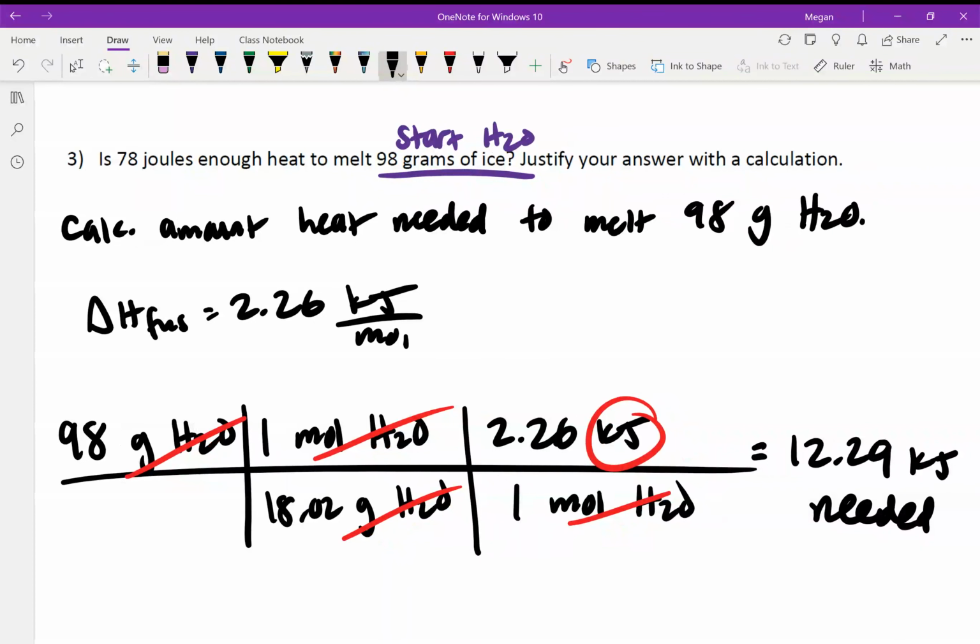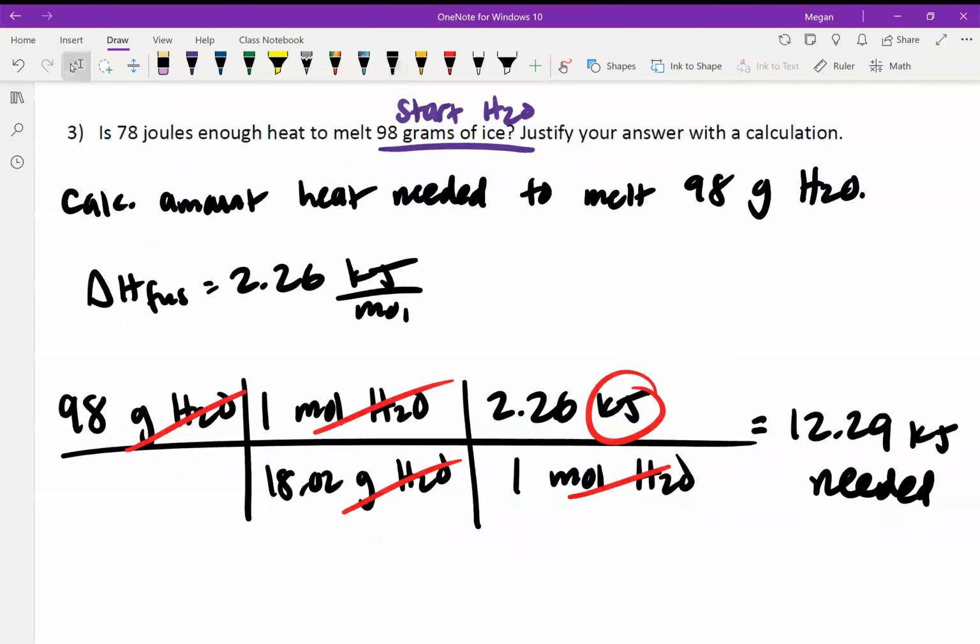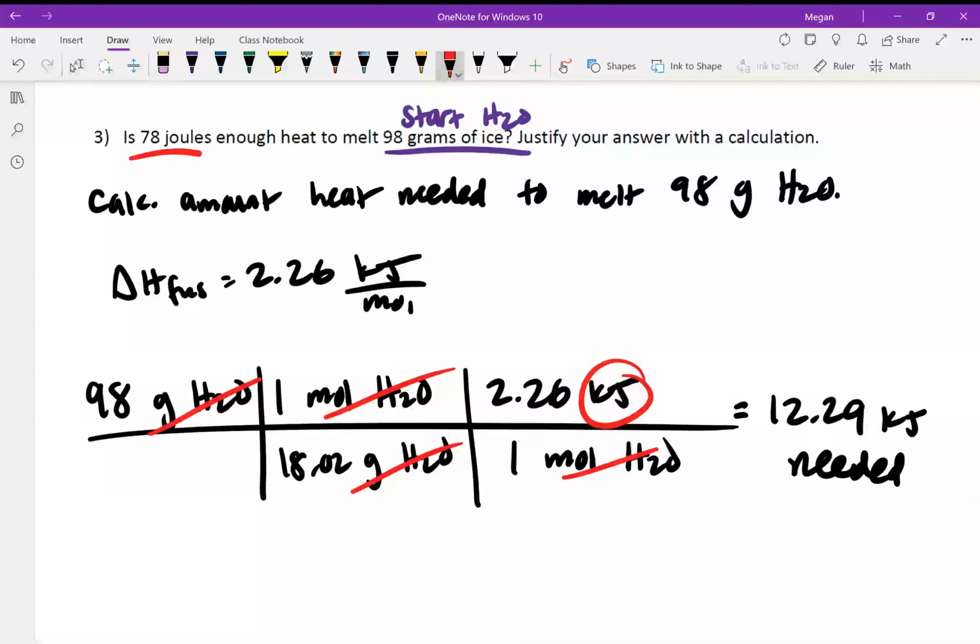And so remember what the original question is. Ultimately, I need to answer with a yes or no. Is 78 joules enough energy to melt 98 grams of ice? Now we know 12.29 kilojoules is needed. In order for me to compare the amount available, 78 joules, to the amount needed, 12.29 kilojoules, they have to be the same unit. So I need to convert my joules to kilojoules, or vice versa, whichever one you choose, but you just have to compare apples to apples, not apples to oranges. So you have to compare joules to joules or kilojoules to kilojoules.